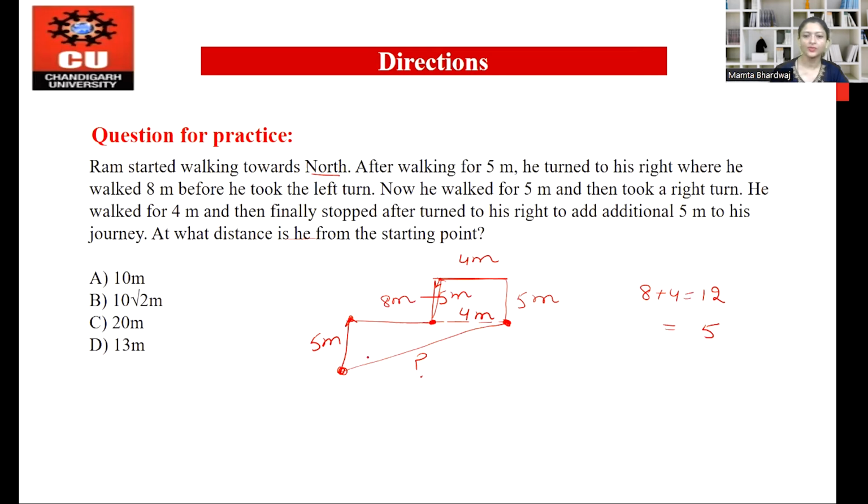So it will be the square of the sum of these sides. First of all, the square of the sum of these sides will be 144 plus 25, which is equal to 169. As this is the square of both of these sides, we need to find the square root of 169, which comes out to be 13 meters. So at what distance is he from the starting point? He is 13 meters away from the starting point. So 13 is the correct answer.